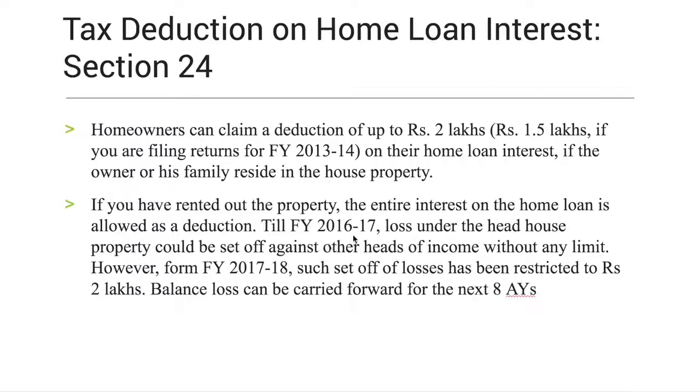But after financial year 2016-17, they have inserted a new rule, which states that from financial year 2017-18, the set-off of losses has been restricted to 2 lakh. Suppose your total home loan interest for your house property is 4 lakh rupees and you have rented out that house property, it means you can set off a maximum of 2 lakh against your salary and other income. The remaining 2 lakh rupees loss can be carried forward for the next 8 assessment years.